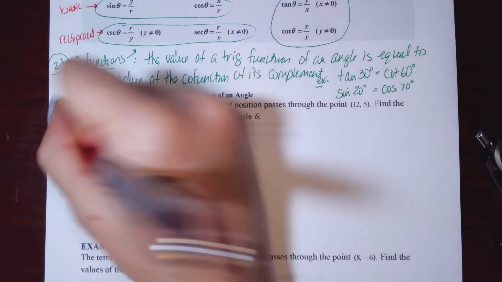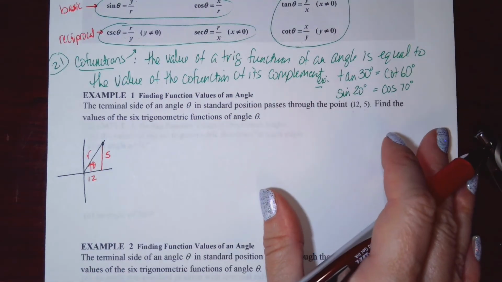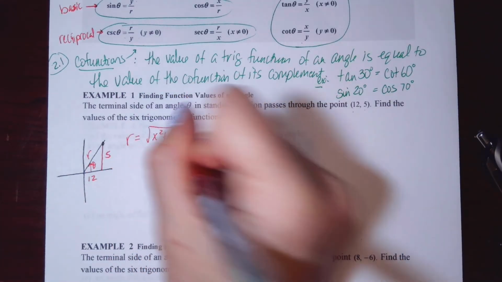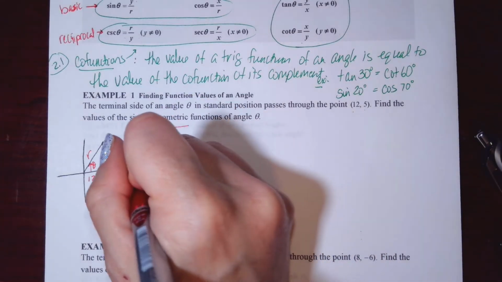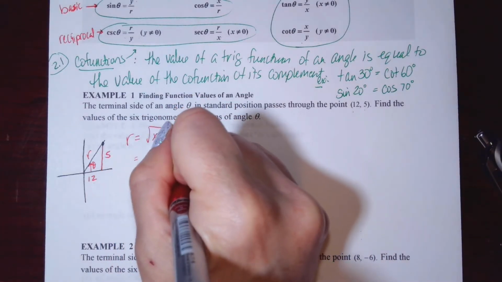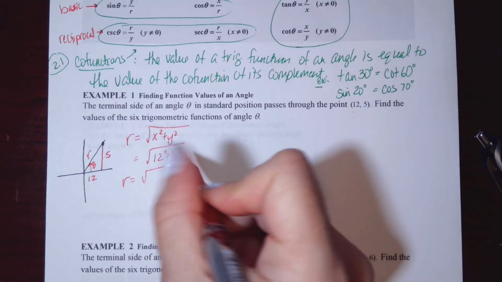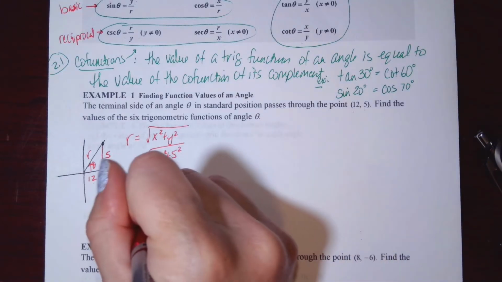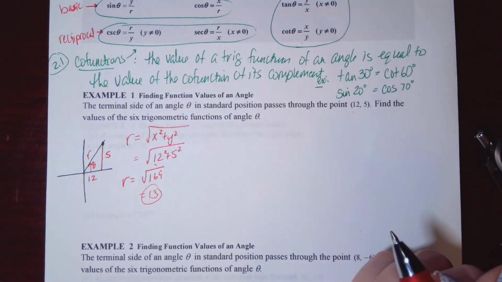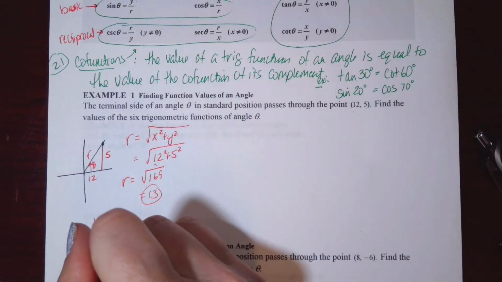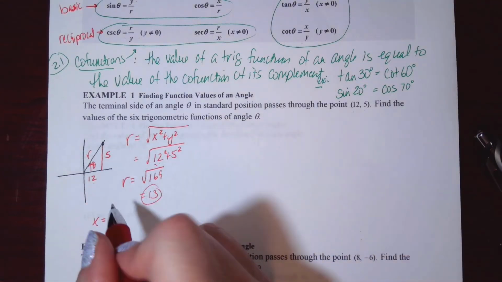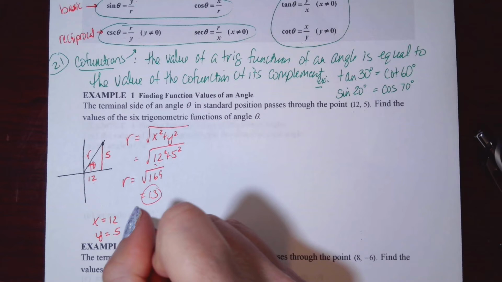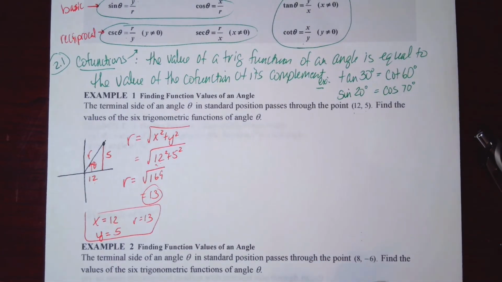I am missing the value for r, so I have to use my distance formula to find r. Well, r is going to be the square root of the sum of the squares of the legs of the right triangle. So I've got 12 squared plus 5 squared. So r is the square root of 144 plus 25, which is 169, and the square root of 169 is 13. So r is 13. So I have a value of x as 12, y as 5, and r is 13. Those are the 3 values I need to know to build my 6 trig functions.